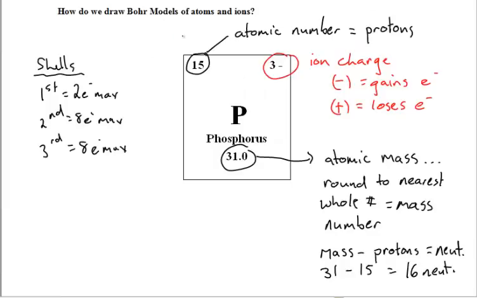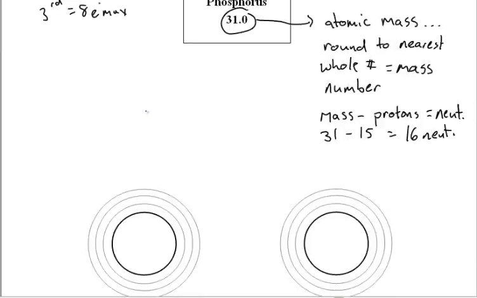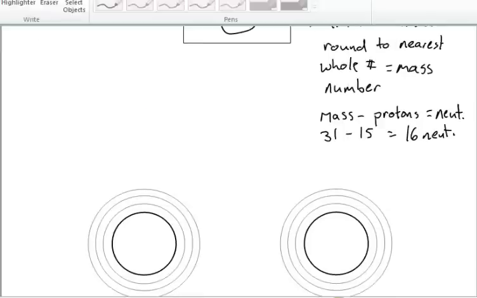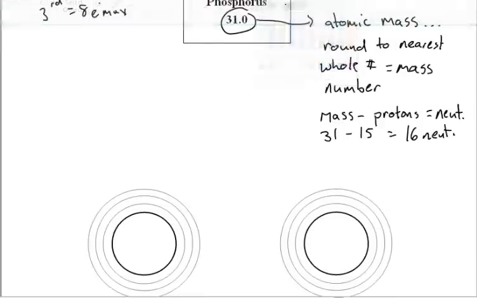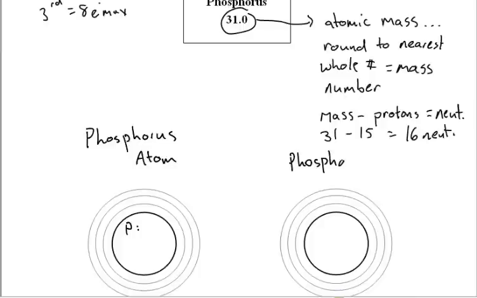If we know all that, it's very simple to draw a Bohr model. The first thing we're going to start with is what's going on in the nucleus. So first thing, the number of protons. And we better label this up here, phosphorus atom versus phosphorus ion. So first we look at protons by going up and looking at the atomic number. There's 15.